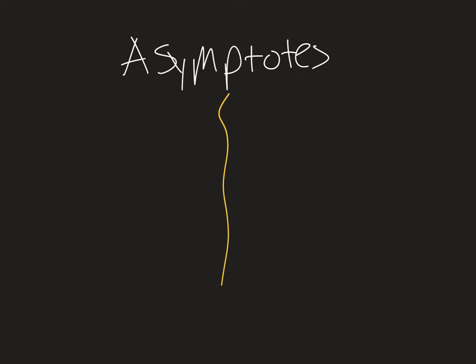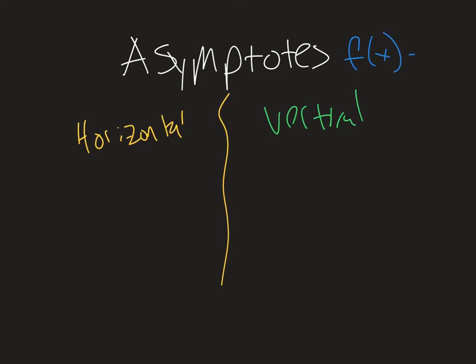So if we think about it, there are technically two cases. There's horizontal and there's vertical. And if we think about a rational function, we have a polynomial expression which we'll represent with a of x divided by another polynomial expression which we'll represent with b of x.